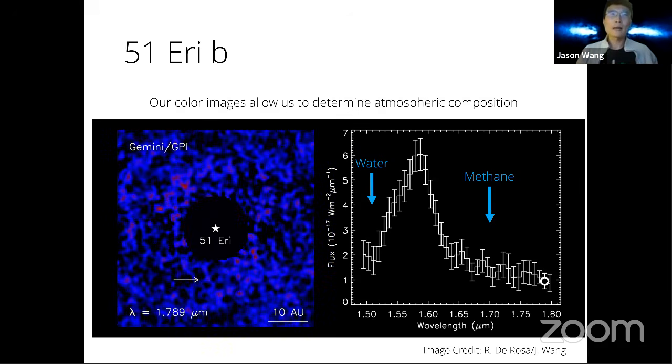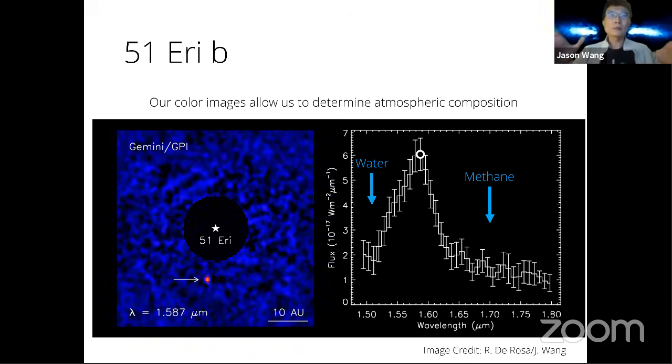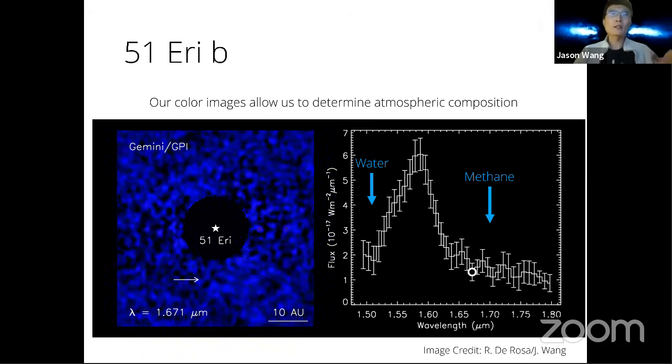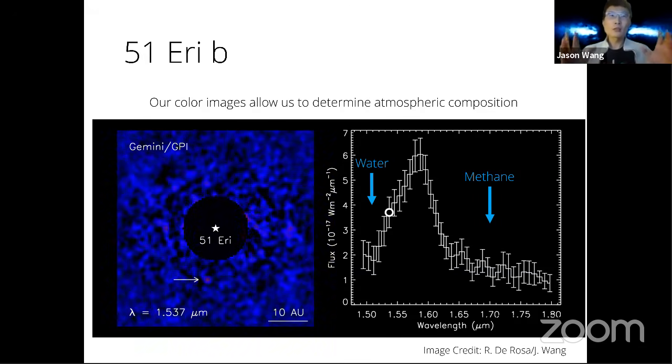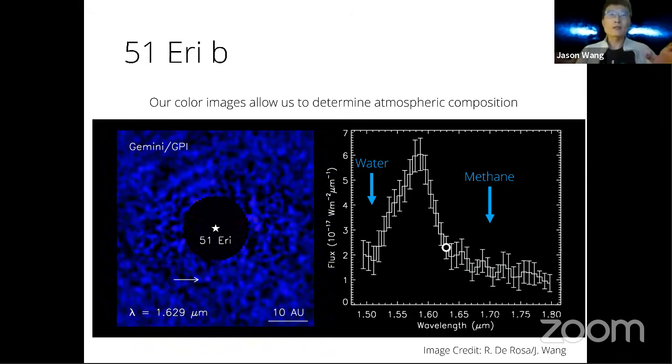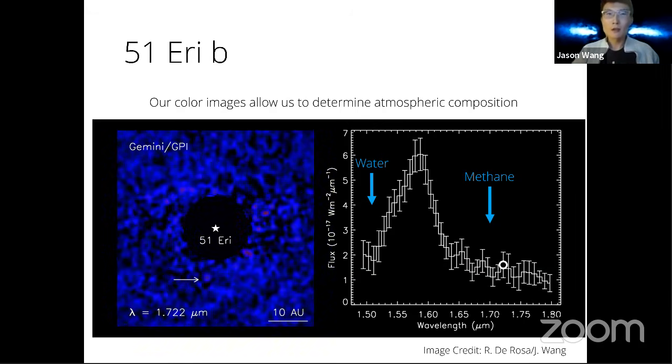But this is just one snapshot in time. These images were taken basically on the same night, just at different wavelengths. We can also take images over the course of many nights and piece together time lapses of these planets.